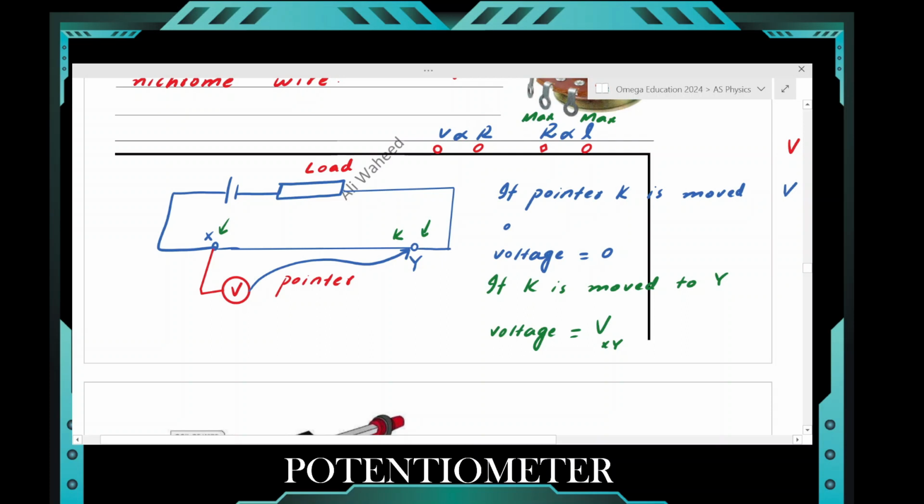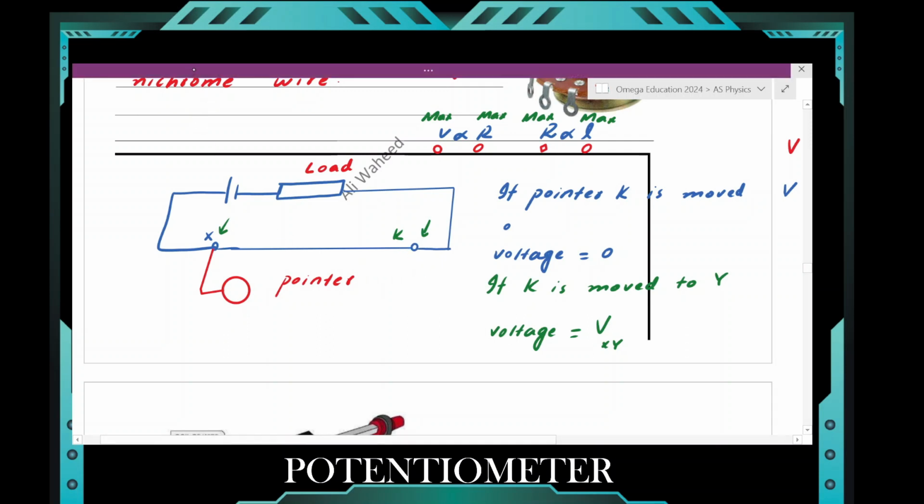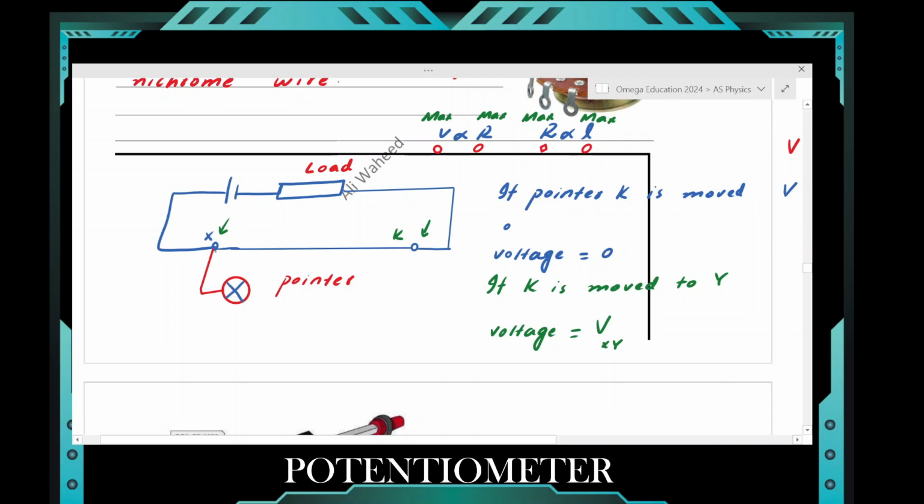And if you're facing the maximum resistance, there would be maximum voltage drop, and you'll be getting the same maximum reading on the voltmeter. So by adjusting the pointer K, we can get different readings on the voltmeter. Now let me just replace the voltmeter by a filament lamp. So if I replace the voltmeter by a filament lamp, and I start off by placing the pointer K at X.